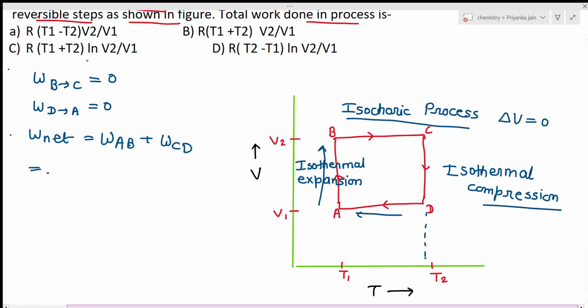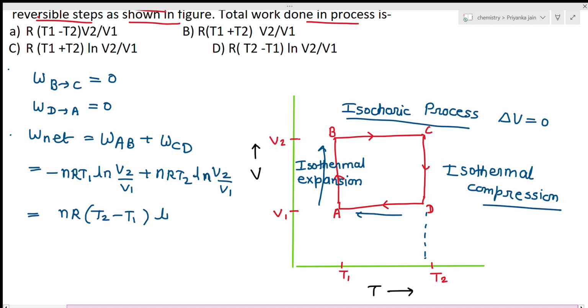So we can write the formula: minus nRT1 natural log of V2 upon V1, right? And similarly here nRT2 natural log of V2 upon V1. Okay, so we can write nR (T2 minus T1) natural log of V2 upon V1. This will be the total work done.